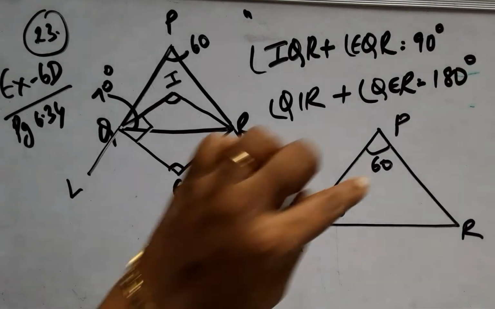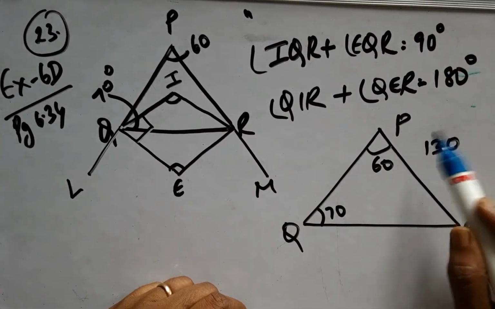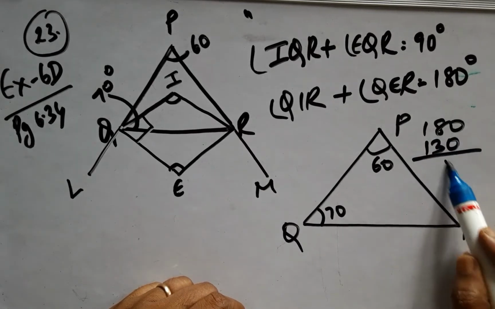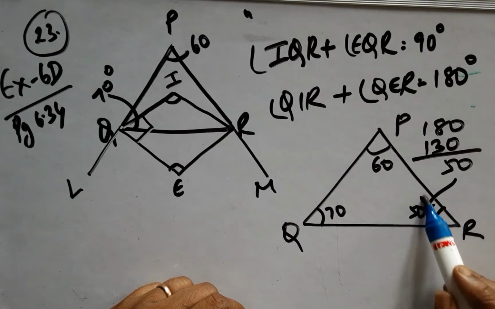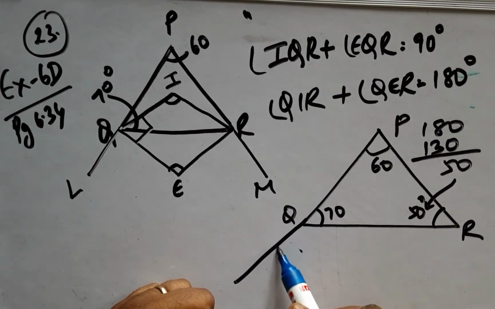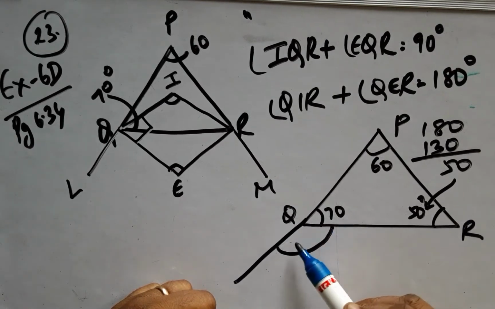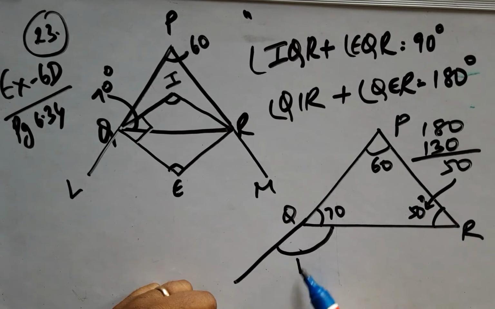According to the problem, this is 60 degrees and this is 70, which is 130. And so applying angle sum property, we have 50 here. This is 50. Now, if I go for the external angle here, this is nothing but the sum of opposite interior angles, which is 110 degrees.